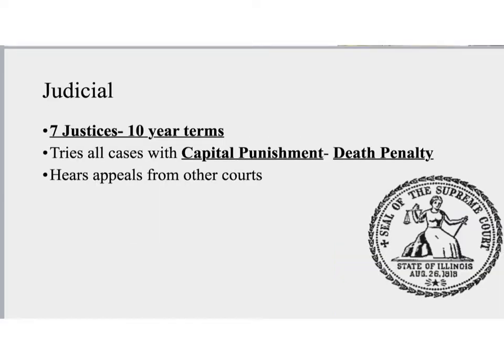We also have a judicial branch. The state of Illinois does have the Illinois Supreme Court. They are going to hear cases based on state laws and state information. There are 7 justices who serve 10-year terms. They try all cases with capital punishment and death penalty, and they hear appeals from other lower courts.